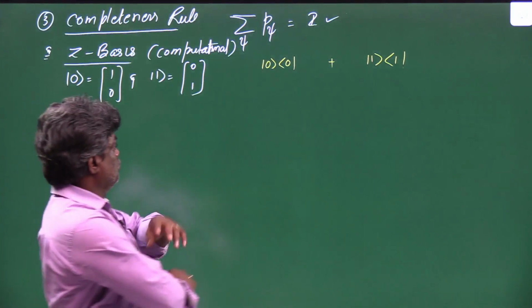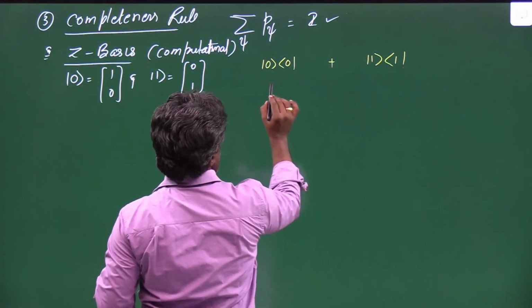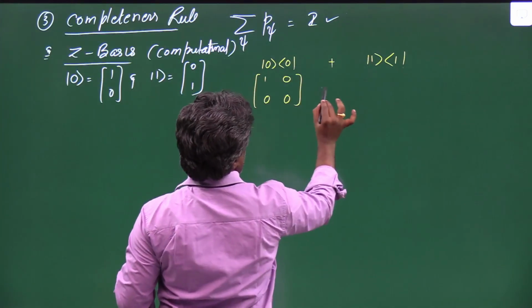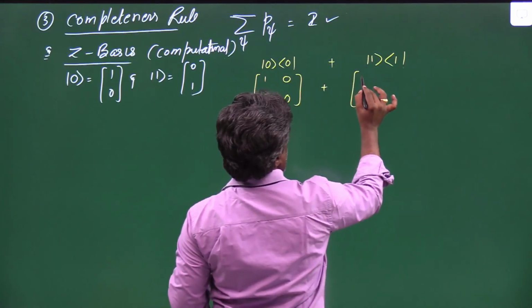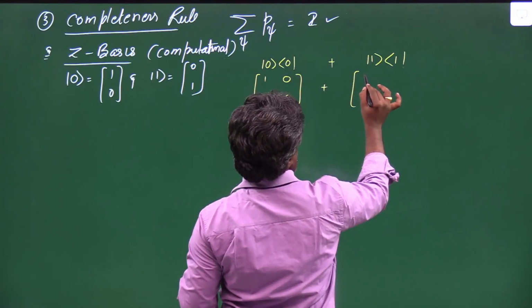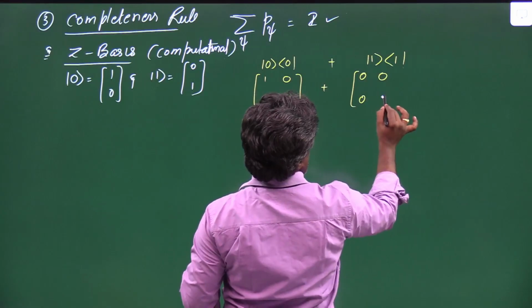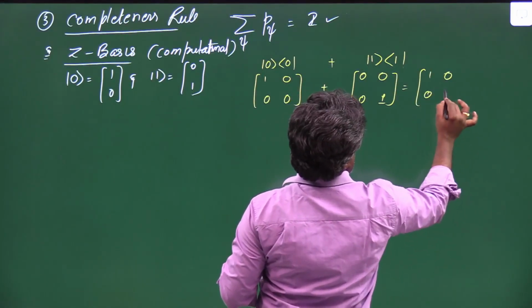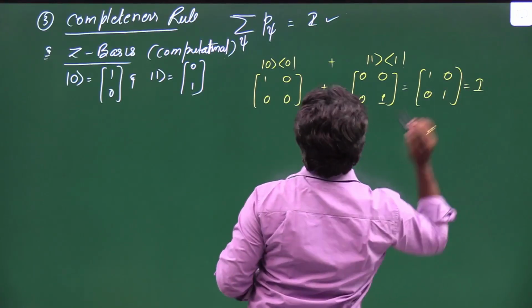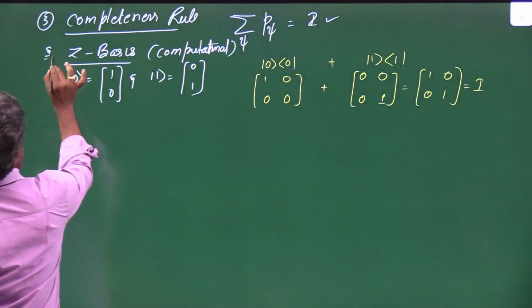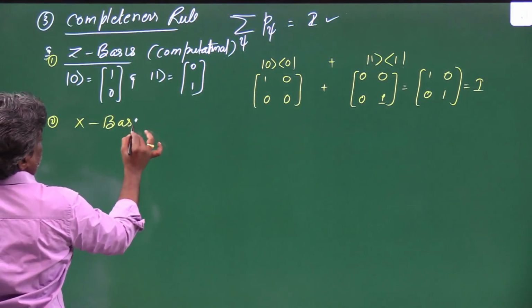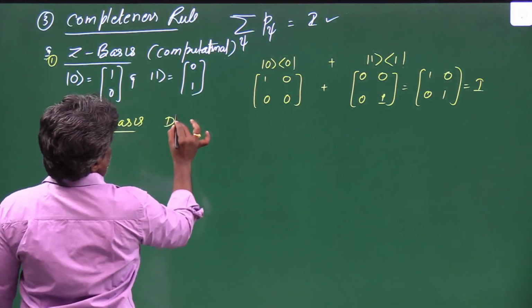Sir, for the first outer product, the first element is one, the others are zero. Yes. For the second, all are zeros and the last element is one. Yes, yes, correct. So finally we got the unit matrix, 1 0 0 1, which is nothing but I. Good. And try the diagonal basis also, the X basis, just for practice.